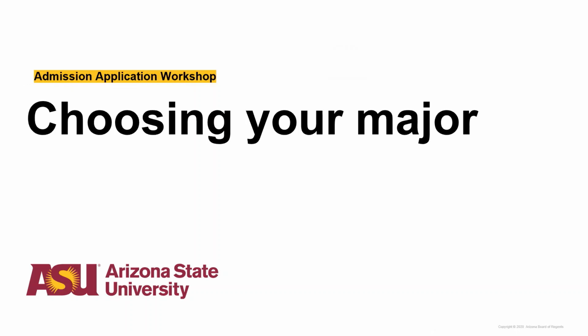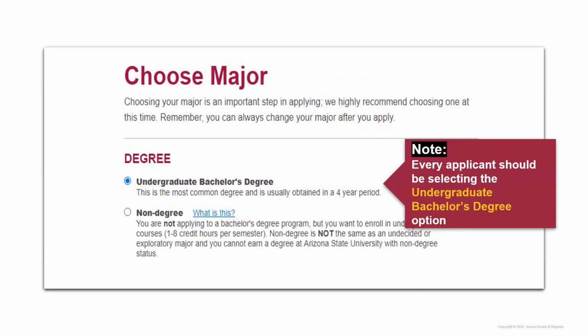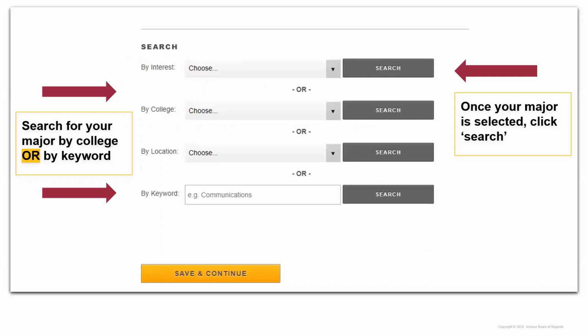This next section is all about choosing your major. Please refer to our asu.edu/degrees page if you have any questions about the different majors that we offer here at ASU. As you make your way through this section, please keep in mind that undergraduate bachelor's degree is very different than non-degree. Non-degree is for students who are not pursuing a degree at ASU and are only taking a few classes. If you want to pursue a bachelor's degree, you want to graduate with that bachelor's degree, then you will choose undergraduate bachelor's degree.